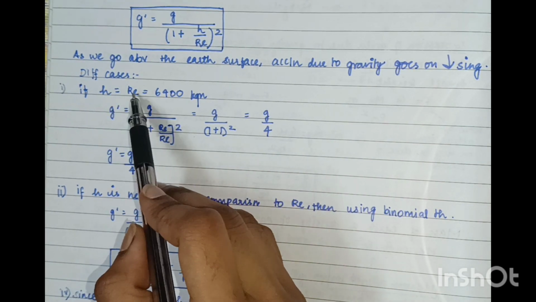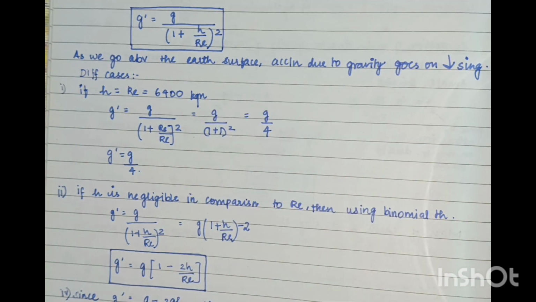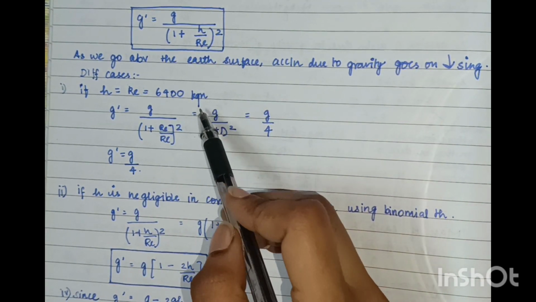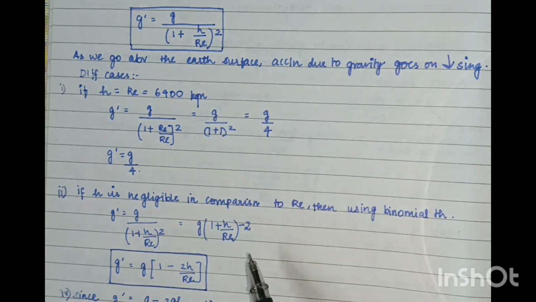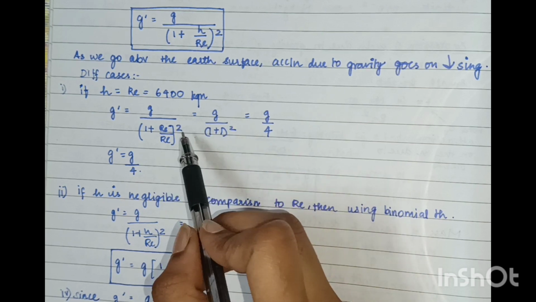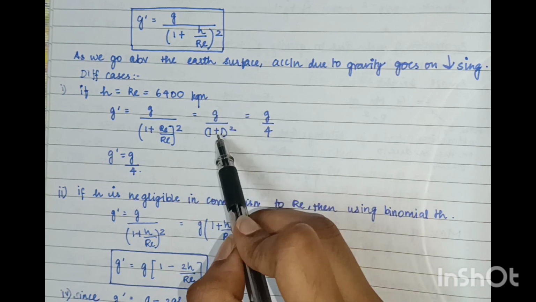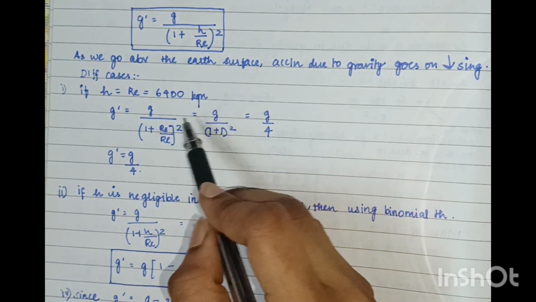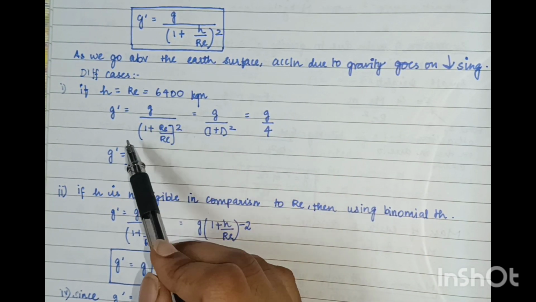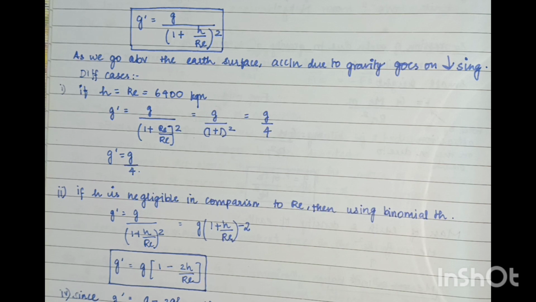Now if H equals R, that is 6,400 kilometer, if our body is kept at a height equal to the radius of the earth, that is 6,400 kilometer, then what will be the value of G dash? Let us see, G dash is equal to G by (1 plus H by R) whole square, we know that, and instead of H I am writing R only. So (1 plus R by R) whole square, that is (1 plus 1) whole square, so that is equal to G by 4. So at a height equal to the radius of the earth, the acceleration due to gravity will be equal to G by 4.